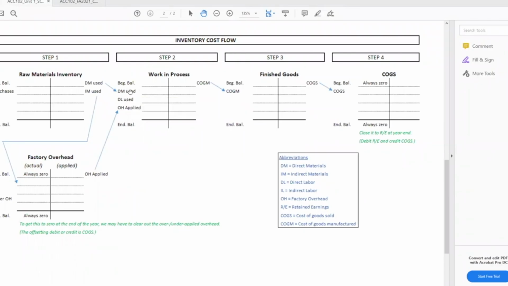Total manufacturing cost is direct materials used, direct labor used, and overhead applied. Total manufacturing cost is all three of these. That's not on here, but you do need to know that. So make sure you take note of that, okay? The rest of this is just how does a T account flow?